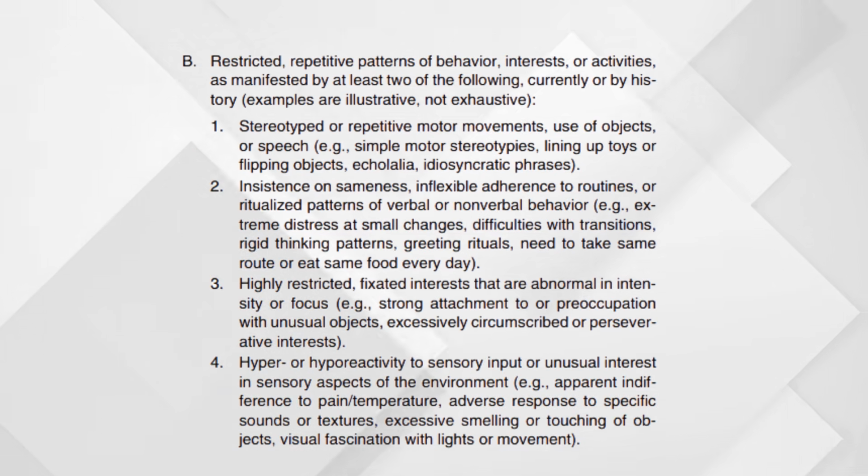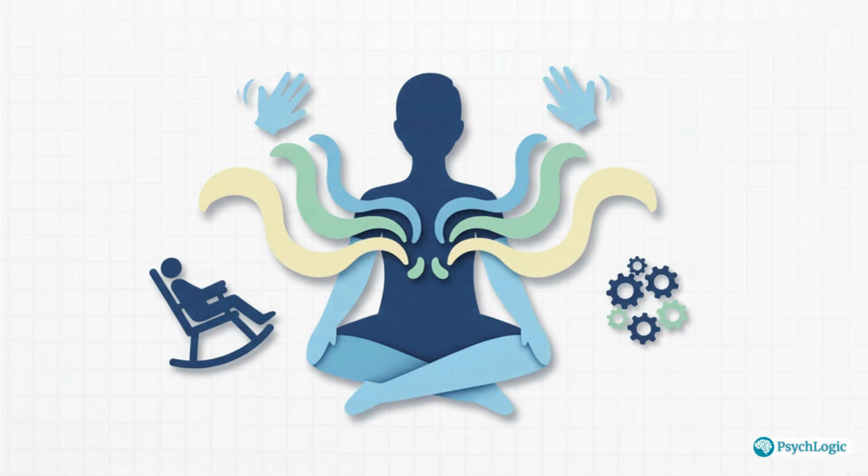First up in this category are those repetitive movements or sounds, which you'll often hear called stimming. And this is really important. It's not just some nervous habit. For a lot of autistic people, these actions are a crucial way to self-soothe when they feel overwhelmed or to express a really big emotion like joy.